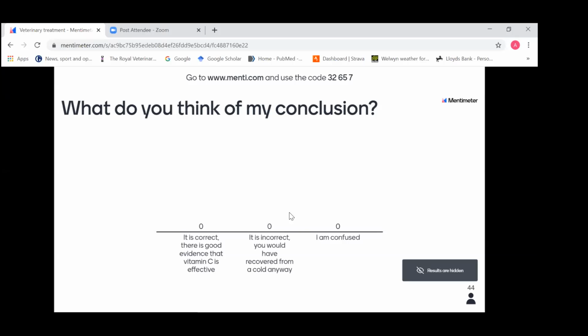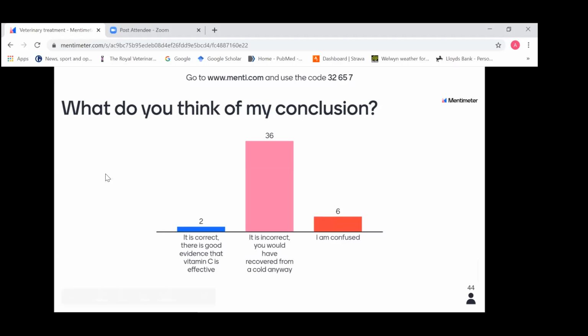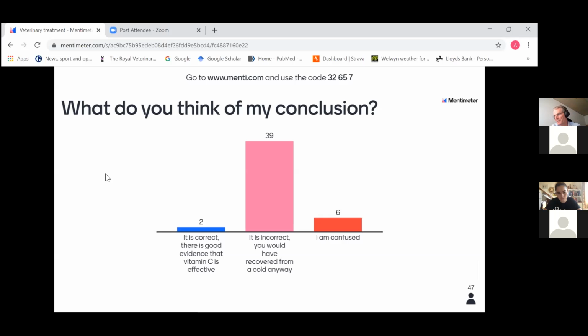So let's see, for those 44 of you now who have responded, what the answers are. Okay, although two people thought that my statement was potentially correct, that there might be a cause and effect, I would tend to agree with the 39 people who said, well, I probably would have recovered from the cold anyway. In fact, that's really one of the characteristics of the common cold, that pretty much whatever you do, you get better from it.